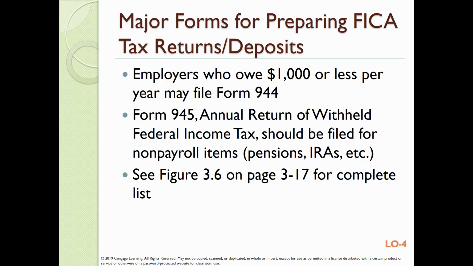If you're really tiny, like you're only open for 6 weeks in the summer because you have a slip and slide, okay, and you owe less than $1,000 in FICA FIT all year long, you just do this one little annual return called the 944. You do not have to do the quarterly return.